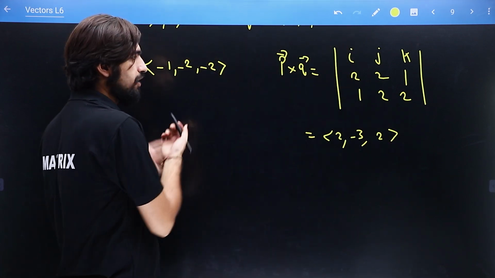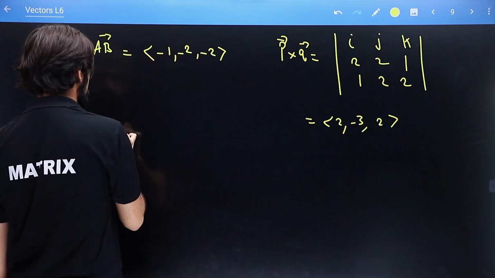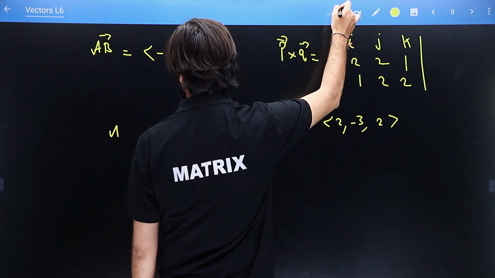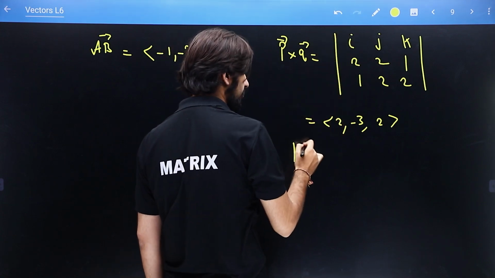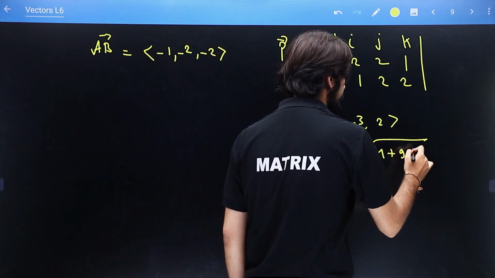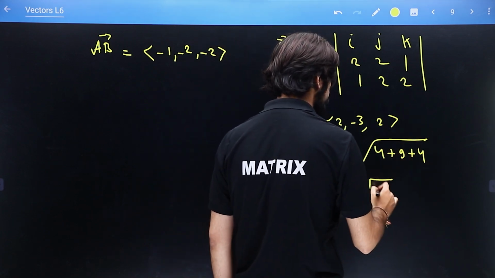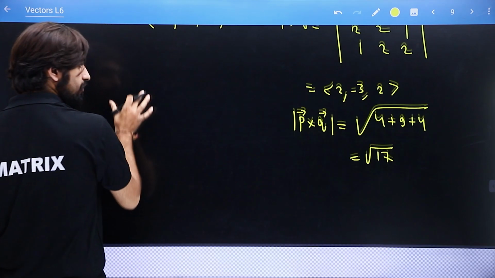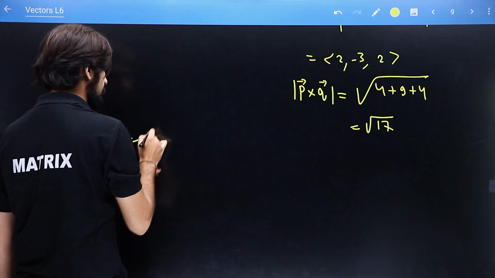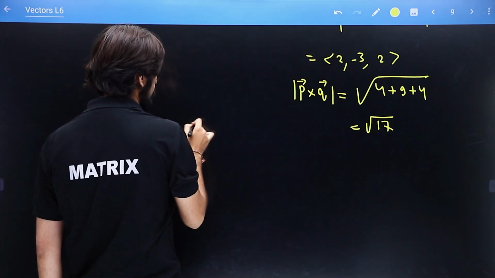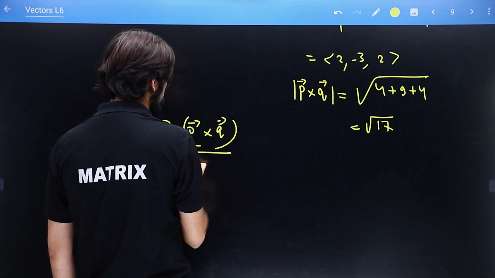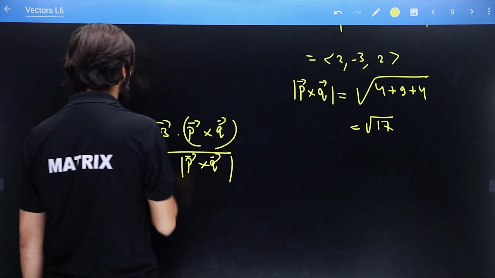Now we can find AB dot P cross Q, and again we need mod P cross Q also. Mod P cross Q will be root of 4 plus 9 plus 4, that will be root 17. So now again, what was the shortest distance? Shortest distance was AB dot P cross Q divided by mod P cross Q, and whole mod.